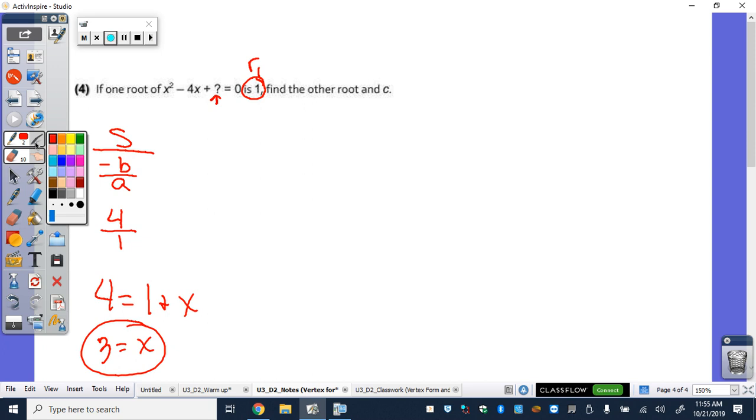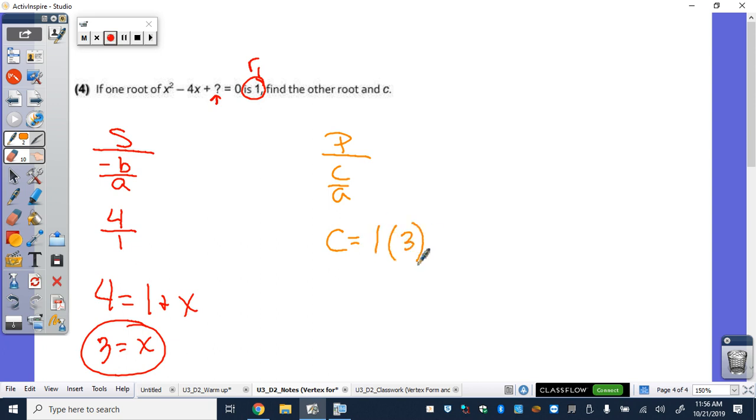So then to figure out our c value is used to help you find the product. C over a is actually how we use it. Again, we know our a value is a 1. So really it's just c over 1, which is c. We get that, again, by multiplying our two roots. One root is a 1. The other root is a 3. So what is our c value? 3. So in this case, the other root is a 3, and your missing value of c is also a 3.